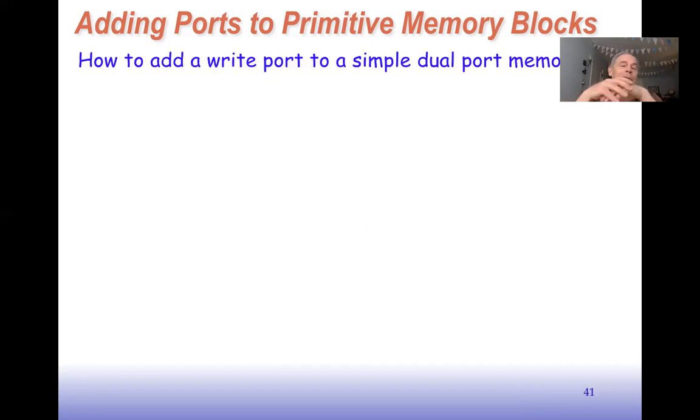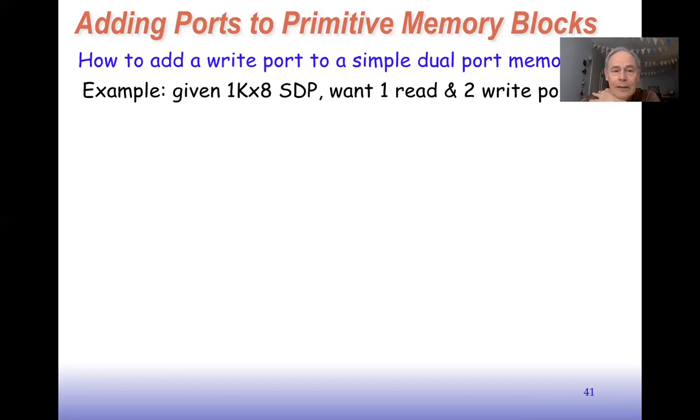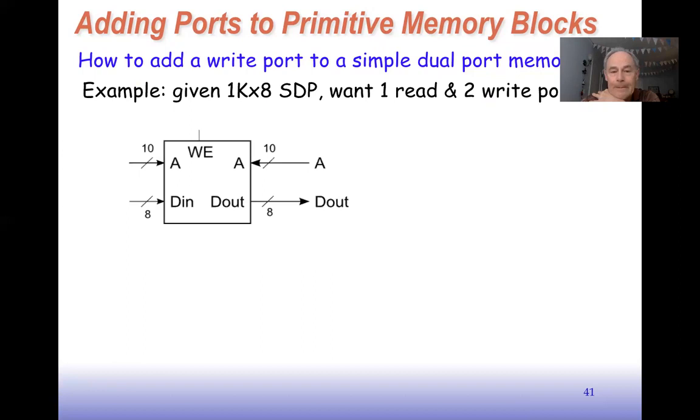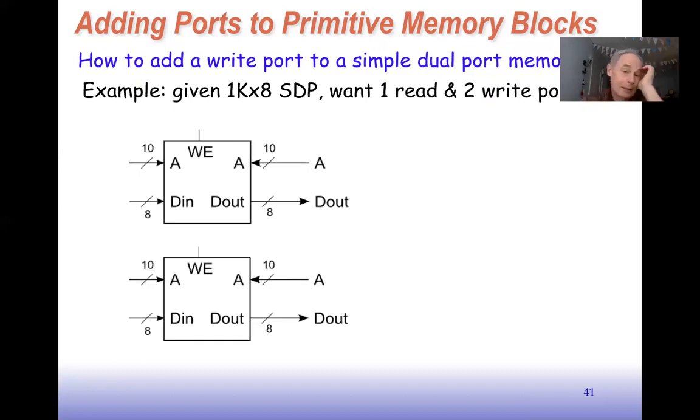Another thing we might want to do is figure out how to add a write port to a simple dual ported memory. And this is a little trickier, but there is a technique we can do, and I'm going to show you that here. Let's say we're given this 1K by 8 simple dual ported memory, and we want a one read and two write port memory. Okay, so how are we going to do that? Well, we can use another block.